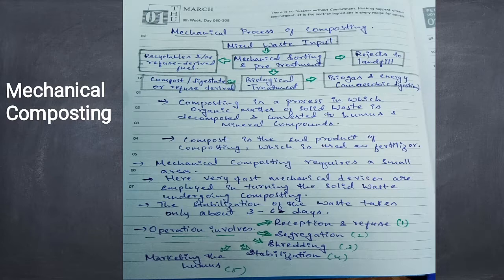It takes place for around 3 to 6 days, and usually the operation involves the reception of refuse, that is the collection of the refuse, and processing it: segregation, identifying the usable and non-usable things, then shredding by making it into smaller divisions or minute particles. Then it will be sent to the biological treatment units, and after we get the humus and all, it will be sent for marketing.